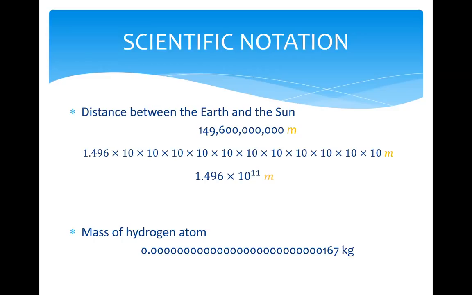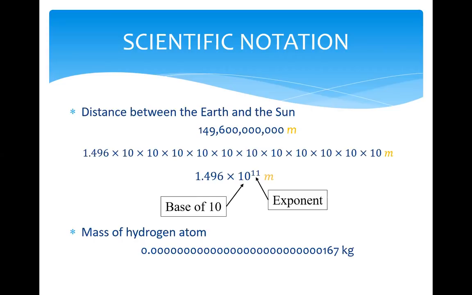1.496 times 10 to the 11th power meters. But the key thing here is that I have a base of 10, an exponent of positive 11, and then a leading value of 1.496. All right. So the base of 10 is where the powers of 10 notation comes from, but it's really the exponent that is very important for us in this class.